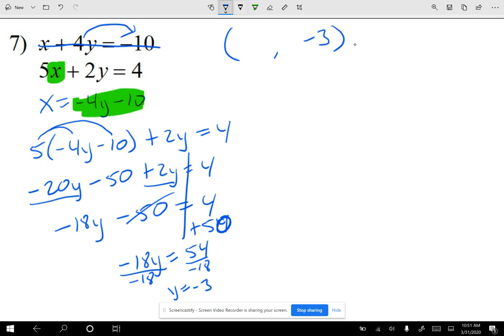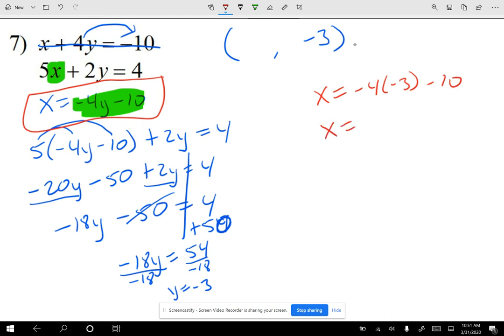Now I need to solve for X. I'm going to use this equation. You can use any equation you want. I'm just going to use this one. I have that X is equal to -4 times -3 minus 10. So I have that X is equal to 12 minus 10. So that means X is equal to 2.